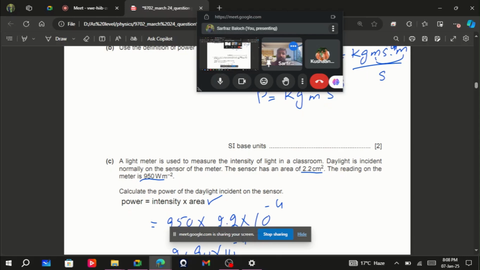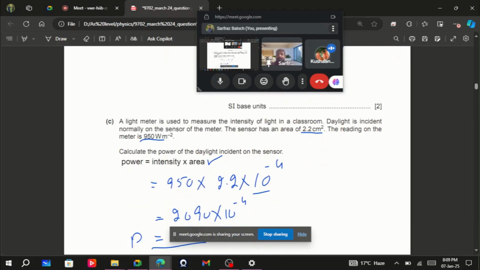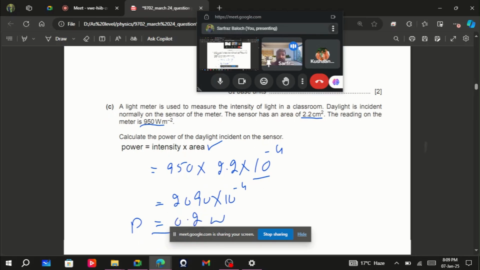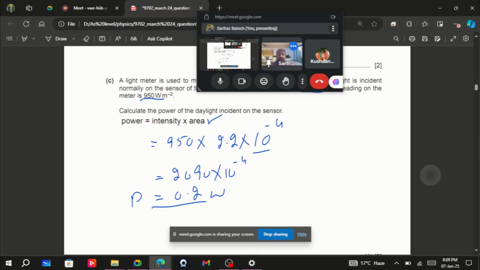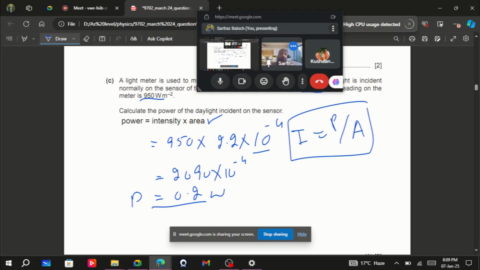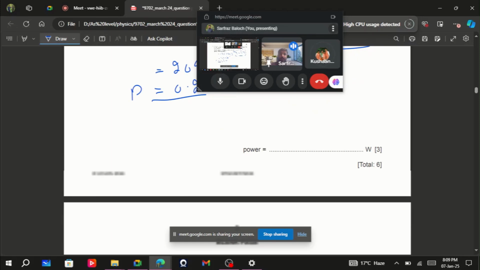In the next part, the area and intensity are given. Sorry, power is given and we have to calculate the power. We have to find power. So simply power is equal to intensity times area. For intensity you have power per unit area. So from this relation we are using this one. Next question.